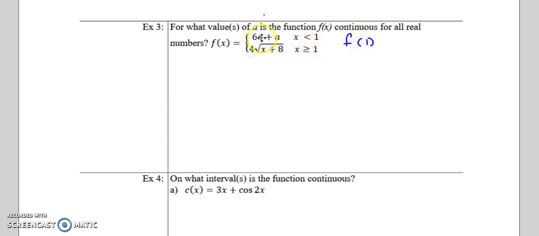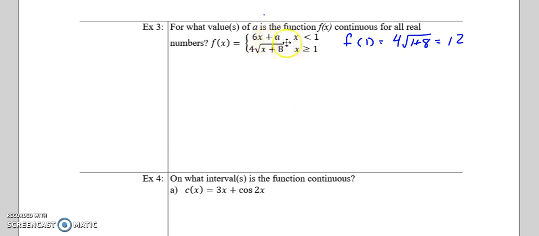The only issue might be, are these two connected? So what about at that change? What's f of 1? Well, that would use the second one because that's where the or equal to is. So 4 times the square root of 1 plus 8, we get 12. So now the other piece, I probably would have checked that first, is, does the limit exist?